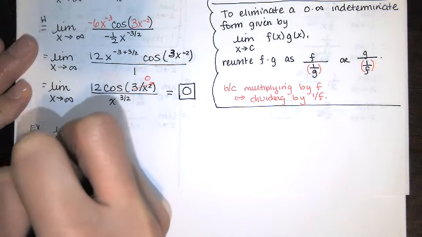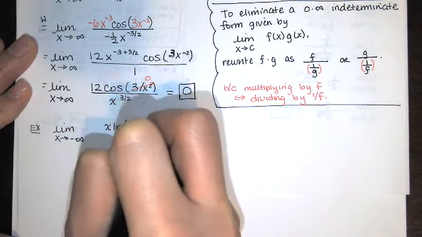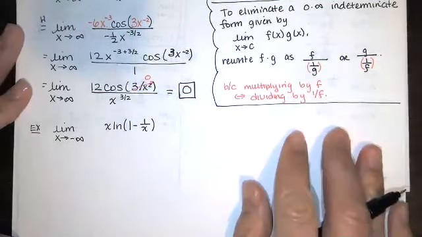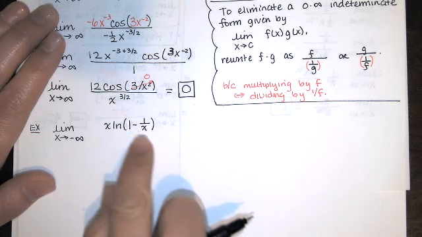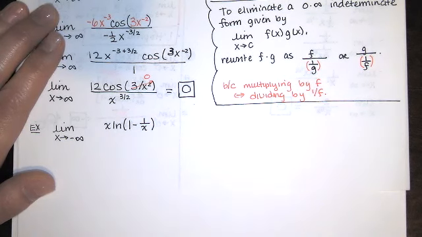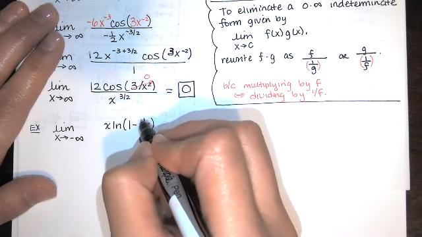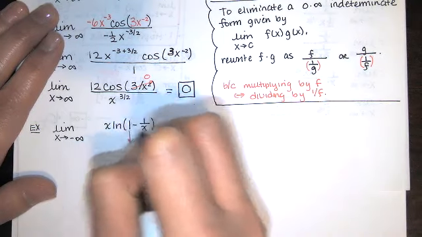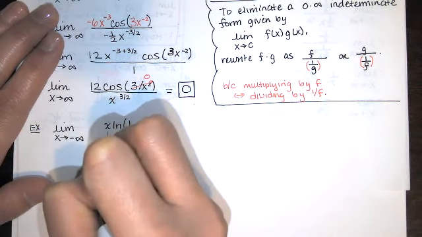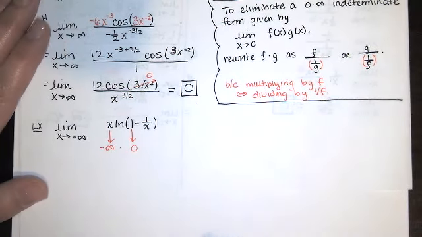If the limit as x goes to negative infinity of x times natural log of 1 minus 1 over x. Well, as x goes to negative infinity, this is approaching 0. So I've got natural log of 1 minus 0. Natural log of 1 is 0. So this factor is approaching 0, and x is approaching negative infinity. So that is a negative infinity times 0 indeterminate form.